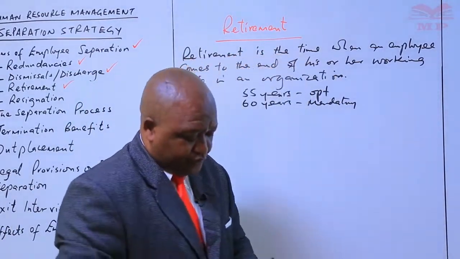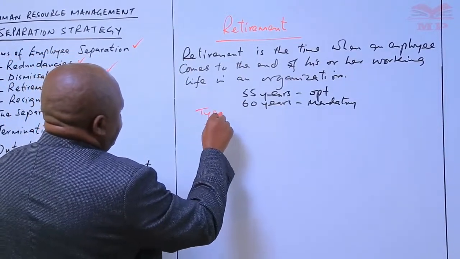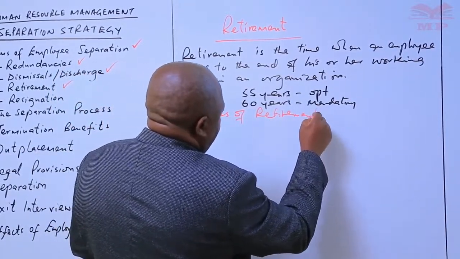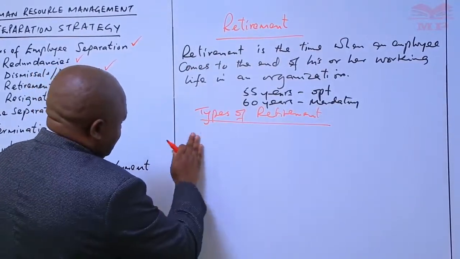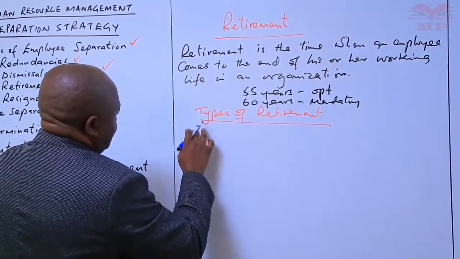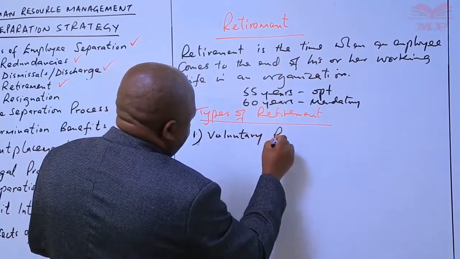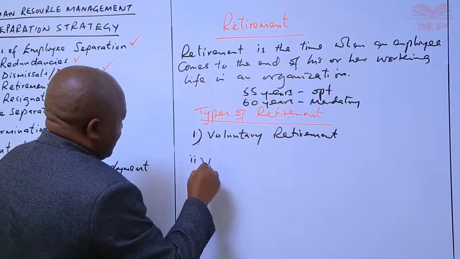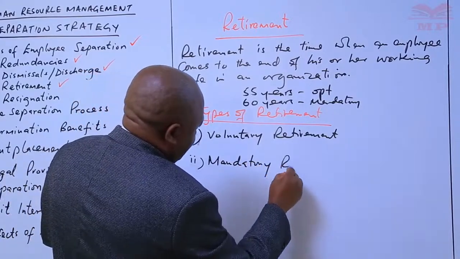There are basically two types of retirement. Types of retirement. Now, one, you have what you call voluntary retirement, and two, mandatory retirement.